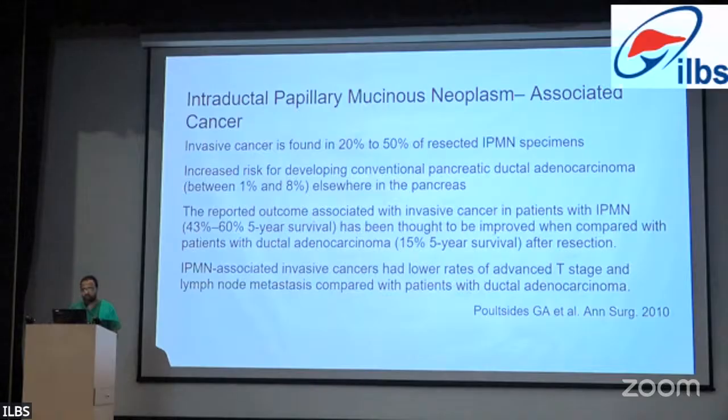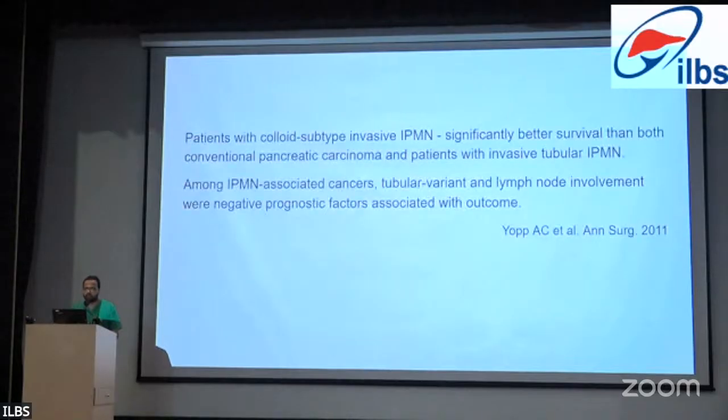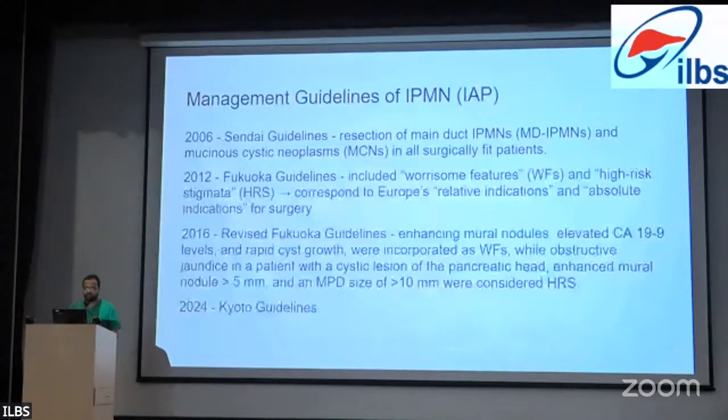The survival outcome of patients with IPMN is a 60% 5-year survival rate, which is better compared to the pancreatic ductal adenocarcinoma rate. IPMN-associated cancers have lower rates of T-stage and lymph node metastasis when compared to ductal adenocarcinoma. So patients with colloid subtype of IPMN have significantly better survival than both conventional and patients with invasive tubular IPMN. So the tubular variant and lymph node involvement are considered negative factors for survival.